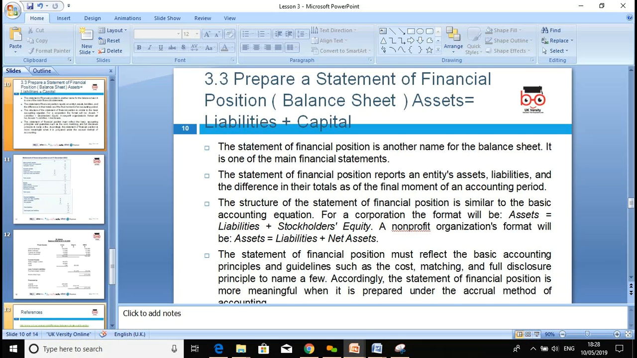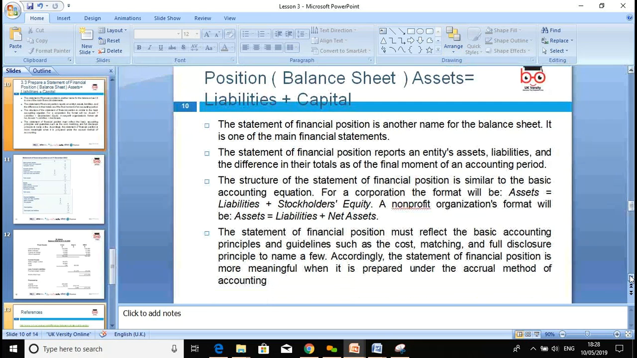That's called the accounting equation. A non-profit organization's format will be assets equal to liabilities plus net assets. When we subtract liabilities from our assets, it becomes net assets. Like you bought a house for 100,000 and you paid 50,000. So what is your asset? 50,000 is your asset, and 50,000 is our capital as well, because we minus our liability out of it.